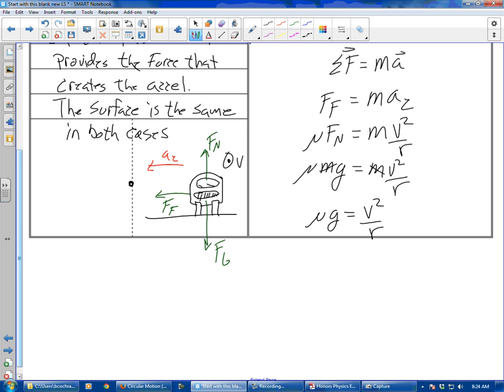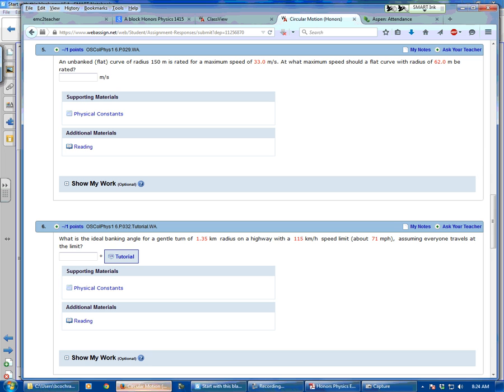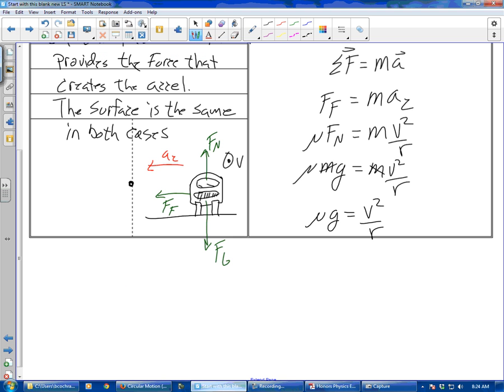And in both cases, this is going to be true. That's why it's important that the surface is the same in both cases. So they're asking for 150 meters, the rated maximum speed, to the radius of the curve B rated. So this is true in both cases.